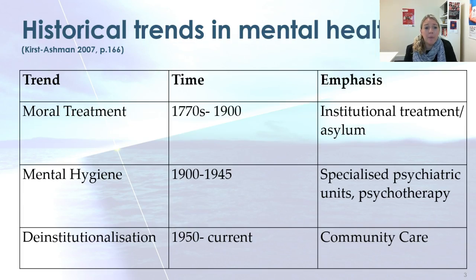Firstly, today I wanted to talk about some of the historical trends in mental health. So from the 1770s to the 1900s, we really saw mental health trend being a moral treatment. So the emphasis was on institutionalization and those traditional asylums and that sort of thing throughout this time period.